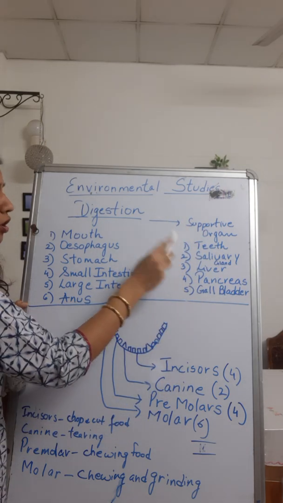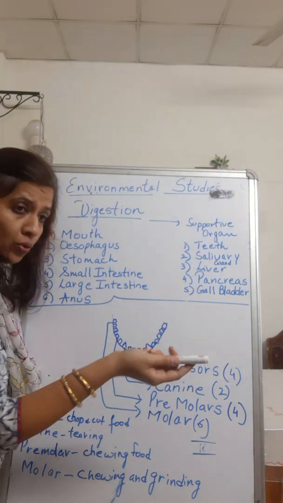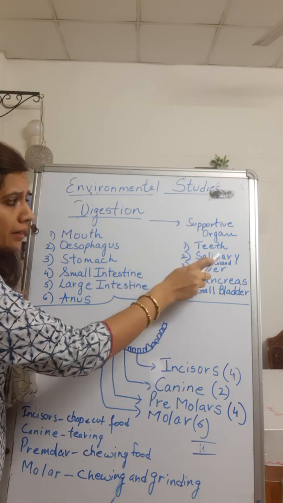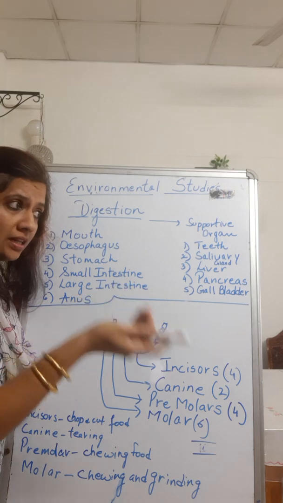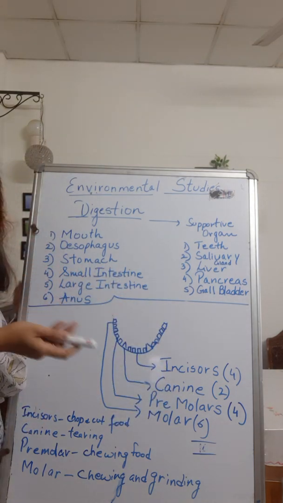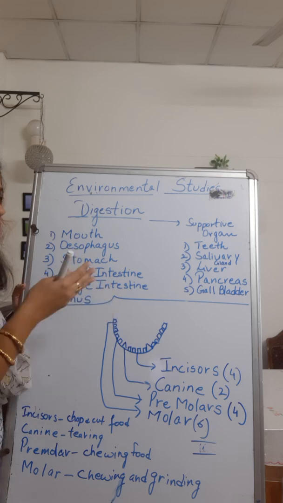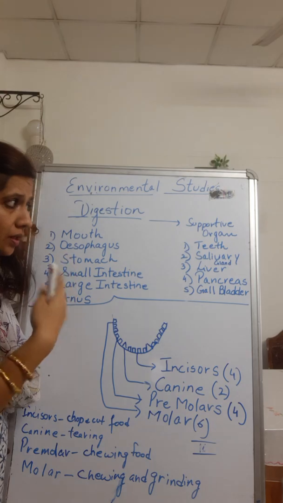If I talk of teeth, we all have teeth in our mouth. They help us to chew our food. If we don't chew our food, it gets stuck. I've already explained it to you. Salivary glands produce saliva. Why do we need saliva? So that the mixing of food, the chewing of food, is helped. The saliva helps in mixing the food inside our mouth.